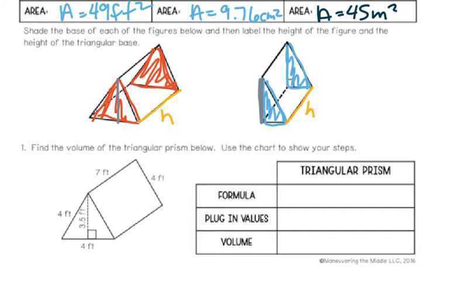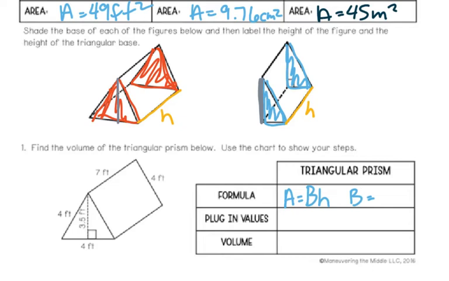Down here, it says to find the volume of the triangular prism below, and we're going to use the chart to show our steps. Our formula is the same as it was in our last lesson. We're going to have to find the volume, which is big B times H. But I need to know what big B is, and big B is the area of the base, and the bases are the triangles.